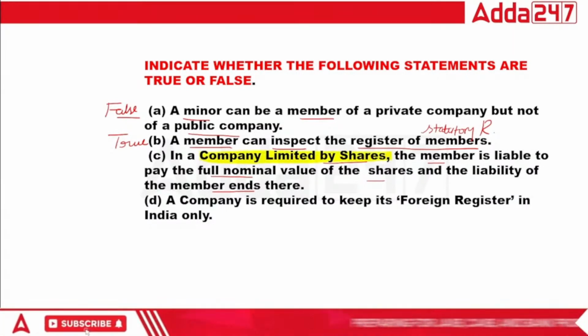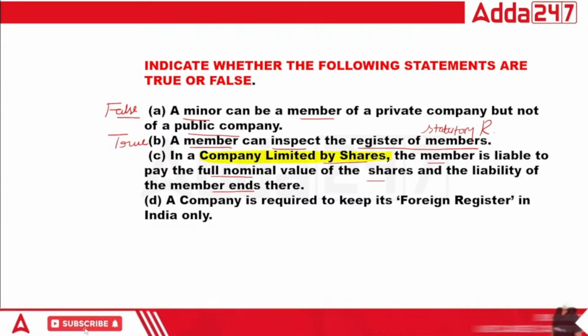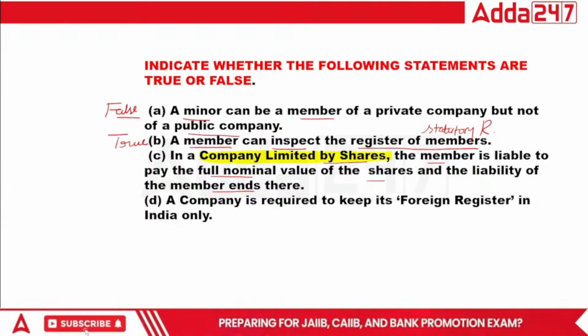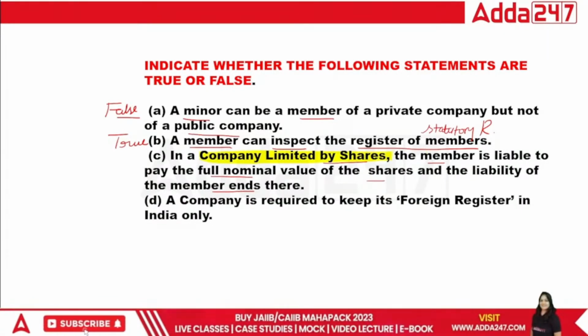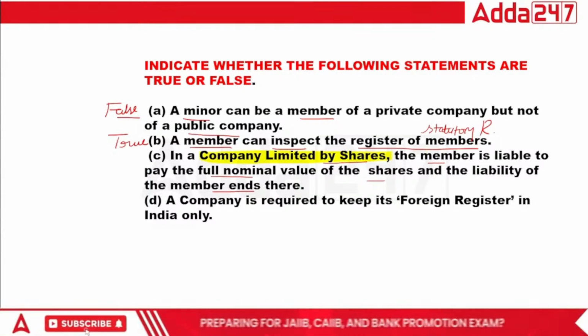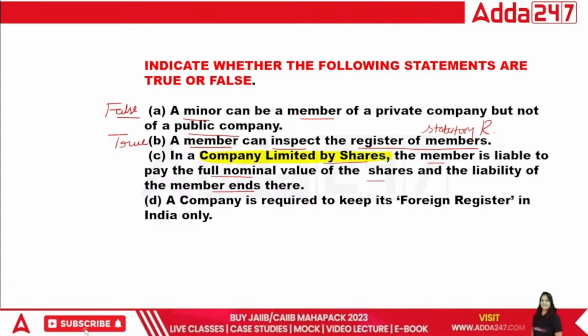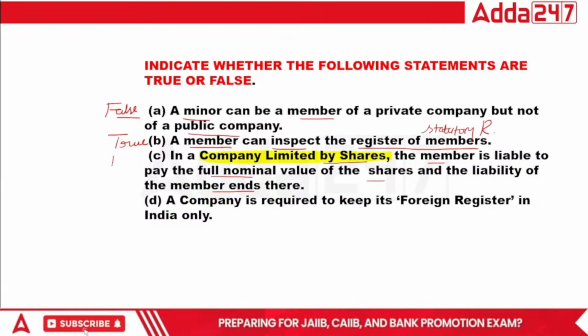Tell me, class. The company limited by share. This is the right definition because we have read company limited by share, company limited by guarantee, and unlimited company. So these are the three types of company that we have read. So under C1, the right answer will be, that is absolutely false.